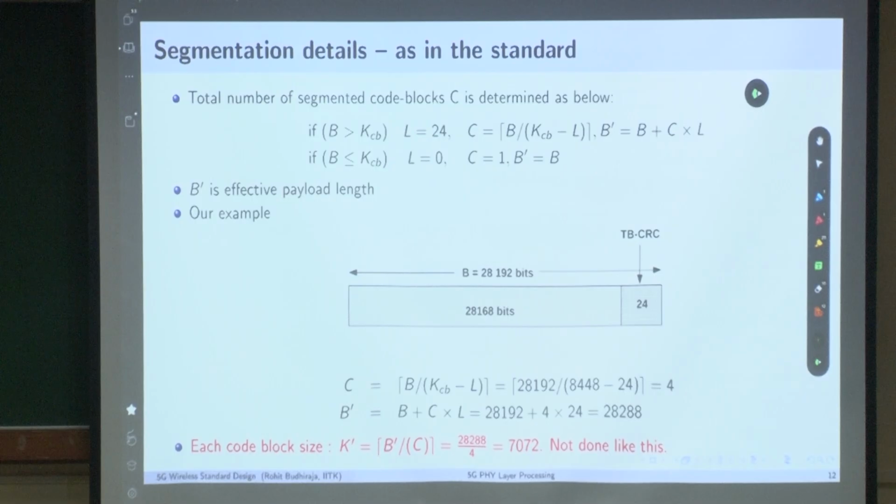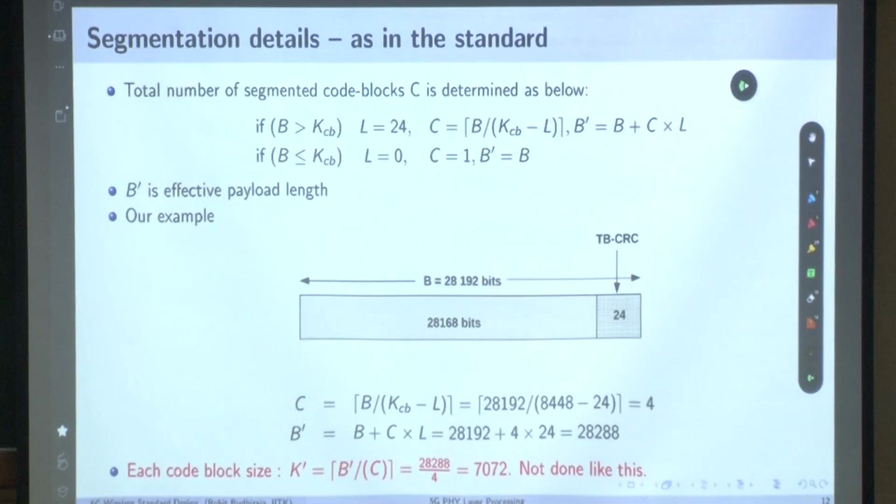Because we'll continue discussing from here, looking at the segmentation module. We are recapping it. Each code block should be of size K', which is B' by C. B' is the payload which needs to be transmitted, which includes what? B' includes the actual payload plus transport block CRC plus code block CRC. This is what you intend to transmit.